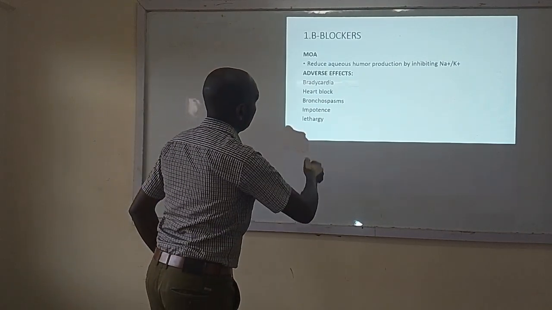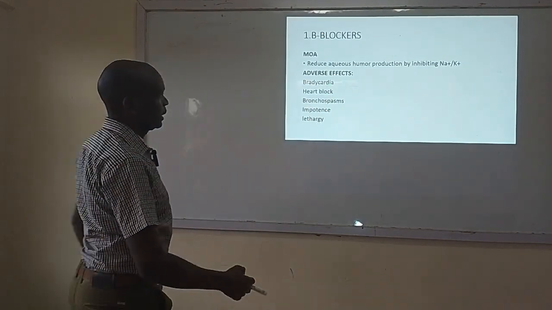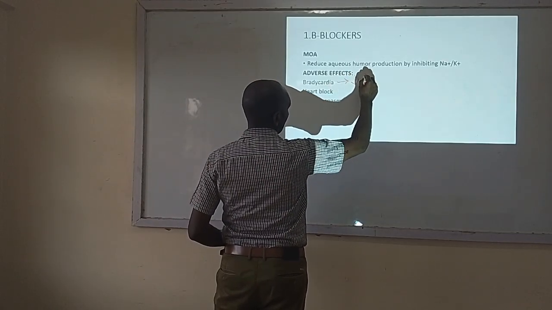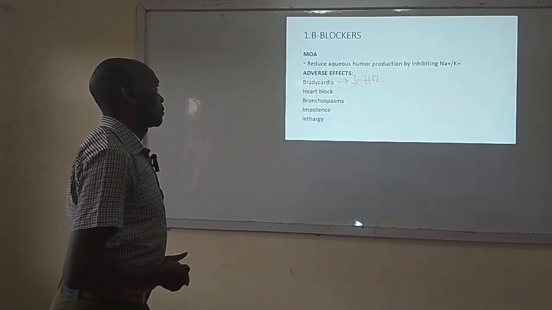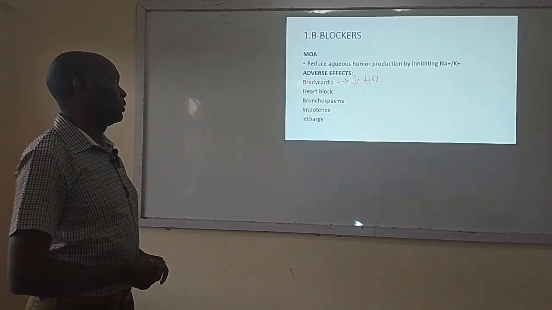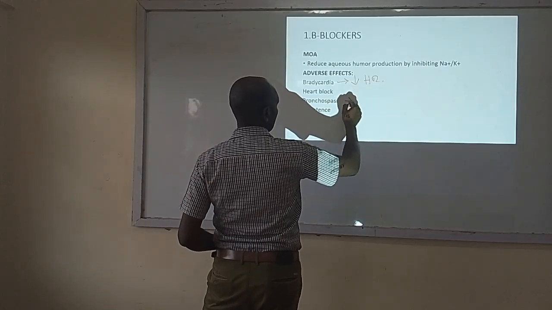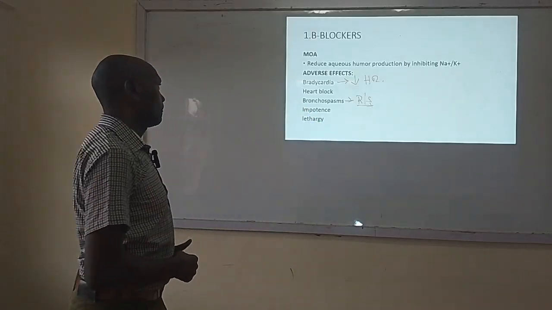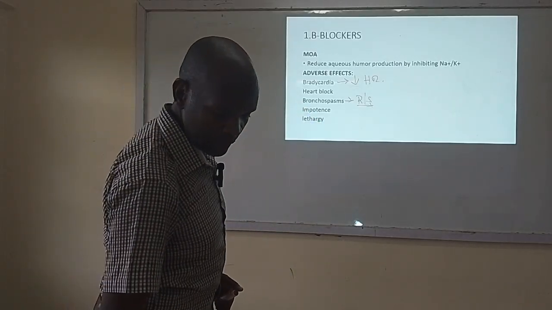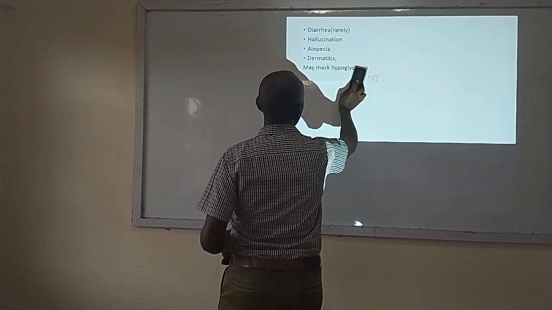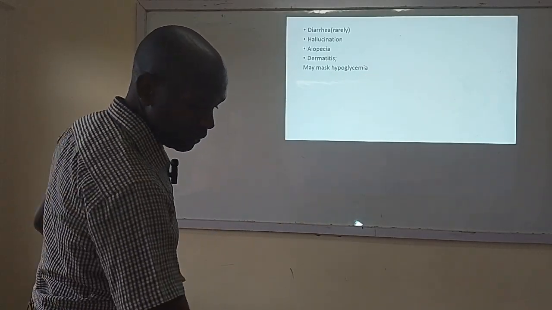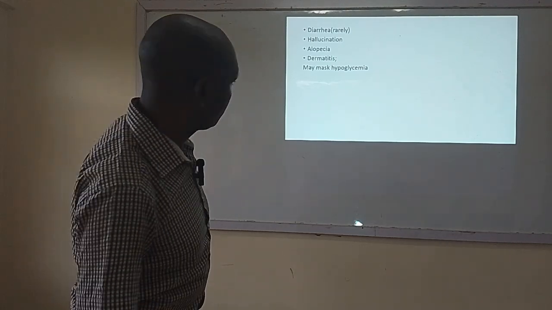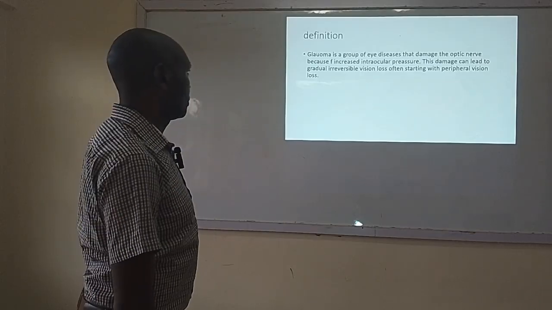Side effects of beta blockers: we have bradycardia, which is reduced heart rate. Then it can also cause heart block, and bronchospasms. This one is an issue in the lungs affecting the respiratory system. Then we have impotence as well as lethargy. Diarrhea is rare. You normally have hallucinations, alopecia, dermatitis, and sometimes it may mask what we refer to as hypoglycemia.